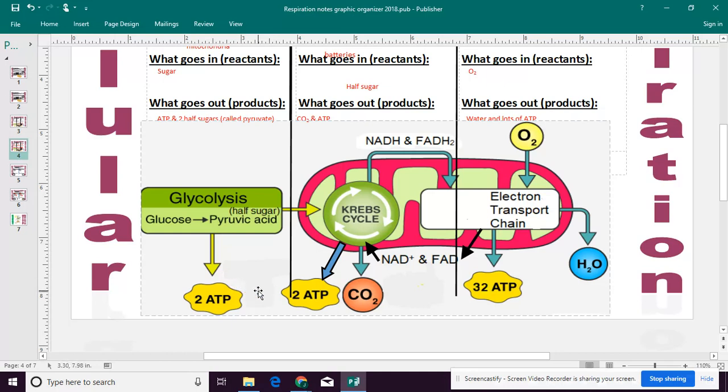I'm going to just give you a heads up. 2 ATP is not enough energy to keep your cells alive. So if you only have 2 ATP being produced, it's not enough. It's not sustainable. You're going to need more than that. So we go on to step 2.